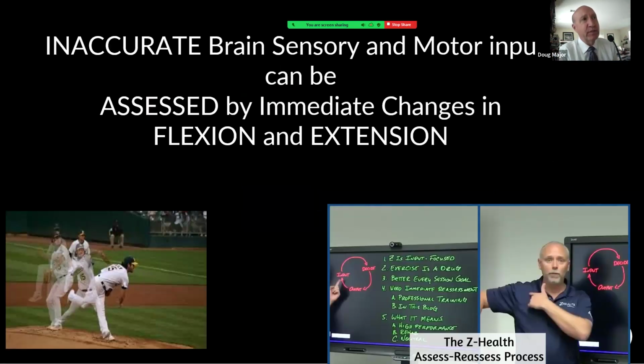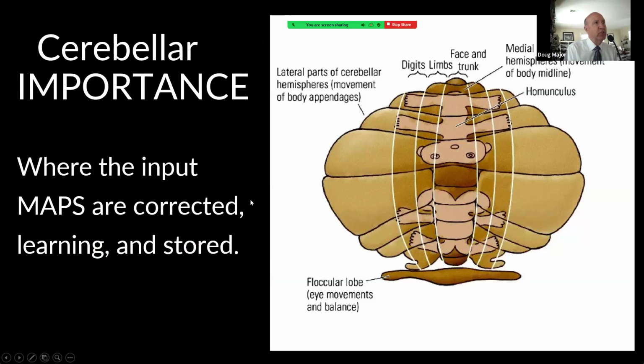Inaccurate sensory inputs can be assessed by immediate change, sometimes in flexion and extension. And we know when someone is feeling bad, when there's inaccurate feelings, that's what we call motion sickness. We call that an affect issue. And if we're very skilled at this, we can see that as we do our therapies, what it helps and what hurts. And of course, the cerebellum is that important place where the inputs are stored, learned, and corrected.